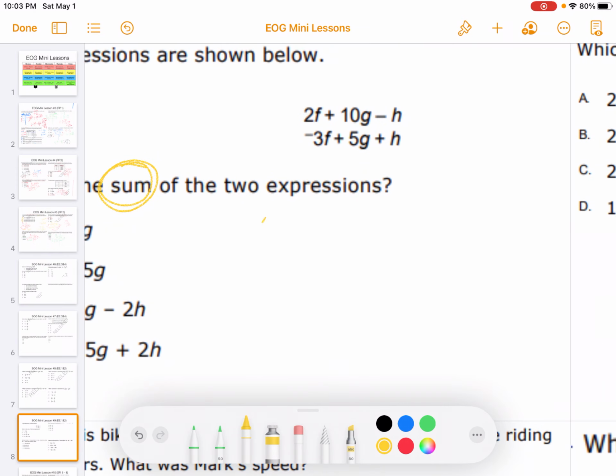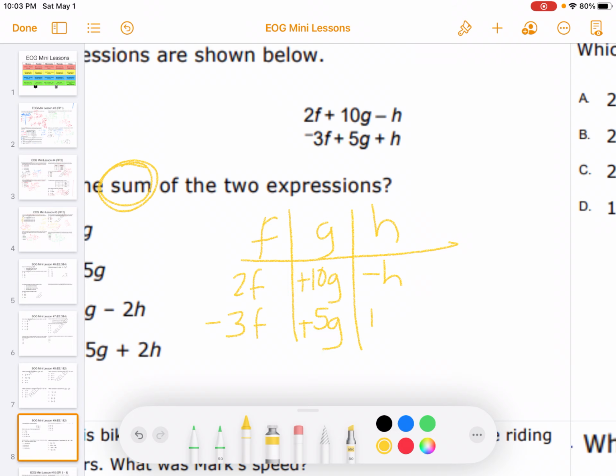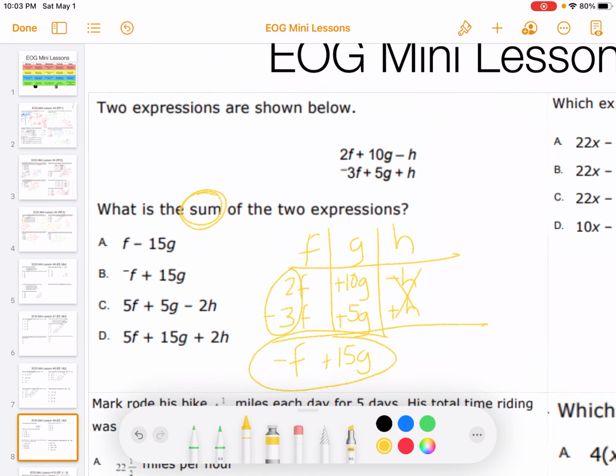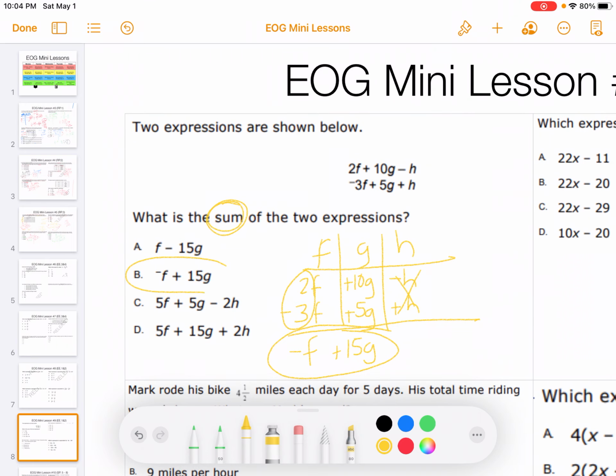So I have F's, I have G's, and I have H's. So I know I have 2F plus 10G minus H. And I have negative 3F plus 5G plus H. So when the signs are different, you subtract and take the sign of larger absolute value. So that's going to be negative F. And then 10 plus 5 is 15G. And then a negative H and a positive H, they make a zero pair. So I'm left with negative F plus 15G.